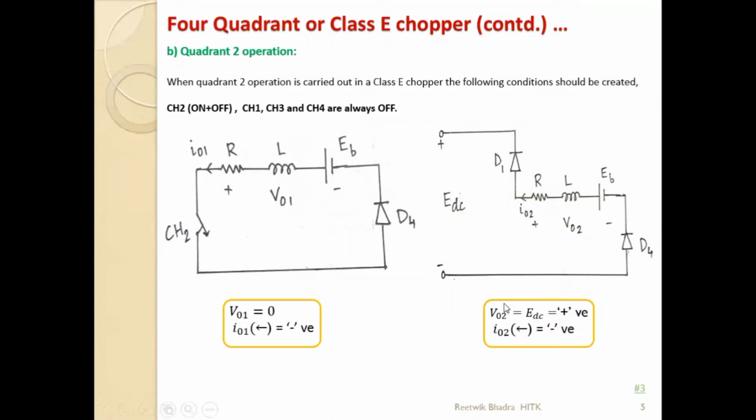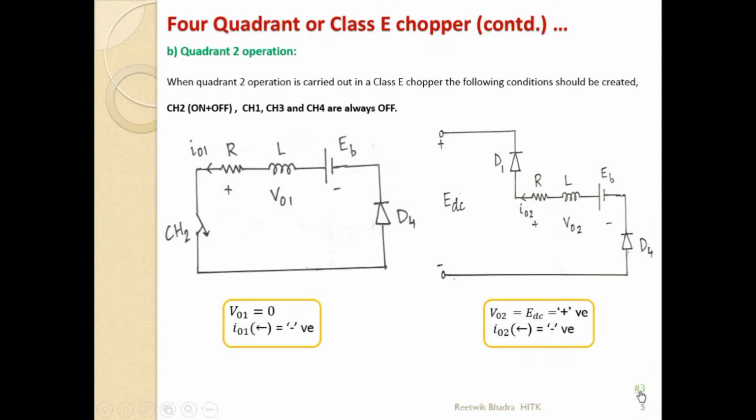Now, look at the chopper quadrant 2 operation. Now we'll go for quadrant 2 operation. Again, this condition is very important: CH2 on and off means it is operated, either it will be on or it will be off. Then CH1, CH3, CH4, all the remaining switches, are always off. So only CH2 is on.